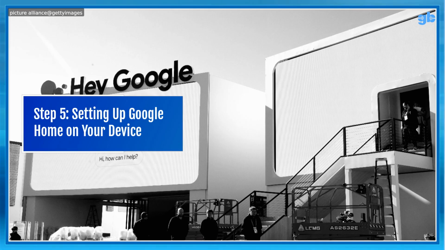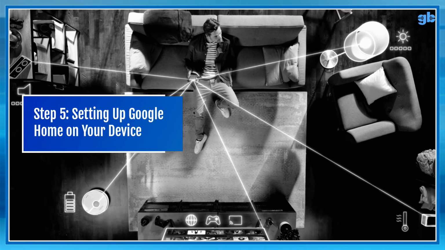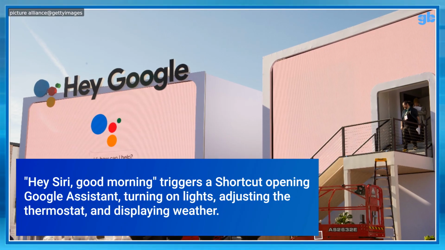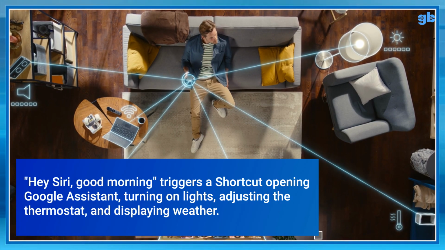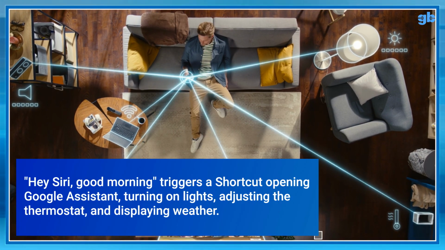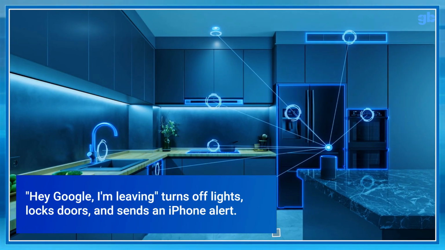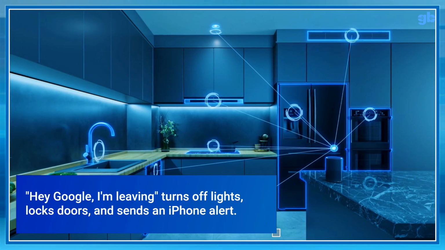Step 5. Setting up Google Home on your device. "Hey Siri, good morning." Triggers a shortcut opening Google Assistant, turning on lights, adjusting the thermostat, and displaying weather. "Hey Google, I'm leaving." Turns off lights, locks doors, and sends an iPhone alert.